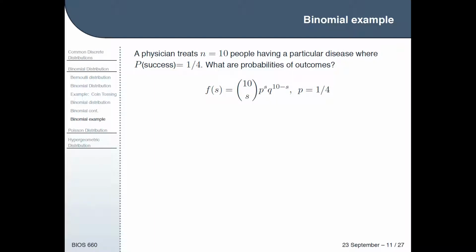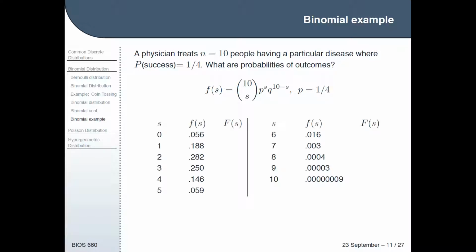So, a simple example of a binomial distribution. Say a physician treats 10 people having a particular disease, and the probability that the treatment is successful is 1 out of 4. So what's the probability that exactly S people have successful treatments? Well, the formula would just be 10 choose S times p to the S times q to the 10 minus S. If you compute that, the probability that no people get successful treatments would be 0.056. The probability that 1 gets a successful treatment is 0.188, 2 is 0.282, etc.